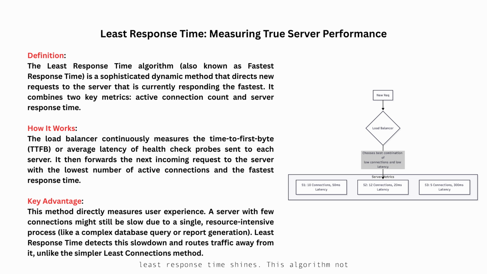This is where least response time shines. This algorithm not only looks at the number of active connections but also actively measures the latency of each server. It does this by constantly sending small health check probes and timing how long it takes for the server to respond. When a new request arrives, it picks the server that offers the best combination of low connections and low latency. This is a much more accurate reflection of a server's real-time ability to handle new work and is a direct measure of the performance your users will experience.